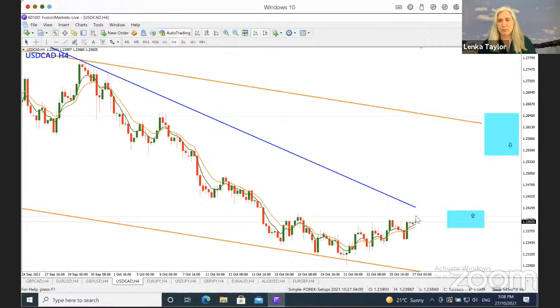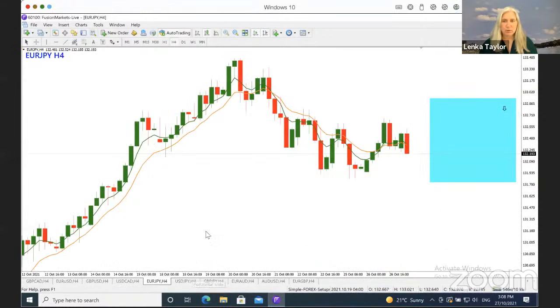Otherwise, if we don't get good price action, I'm quite happy just to wait until the price gets to the top and then look for short opportunities from there. But that's a bit further away in terms of time. So the next currency pair I'm having a look at is Euro Jpy. And on Euro Jpy, I'm looking for a short setup.